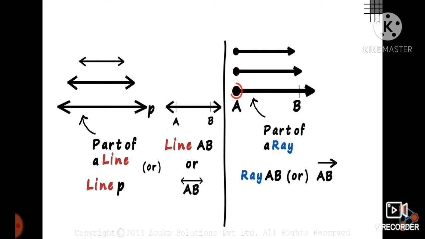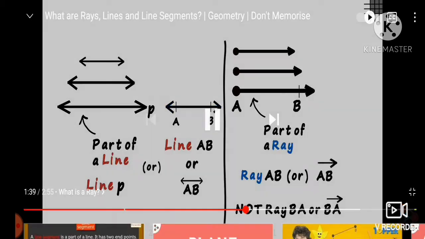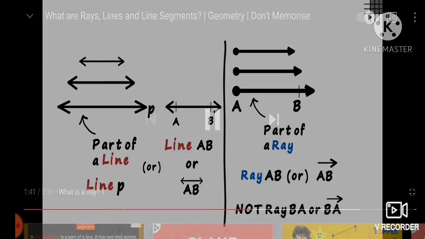So AB is a ray. If you extend only one side, here A is a fixed point, and B is not an endpoint, so you can extend it. Then BA is not the same ray. Okay, so this is all about some basic geometrical ideas.